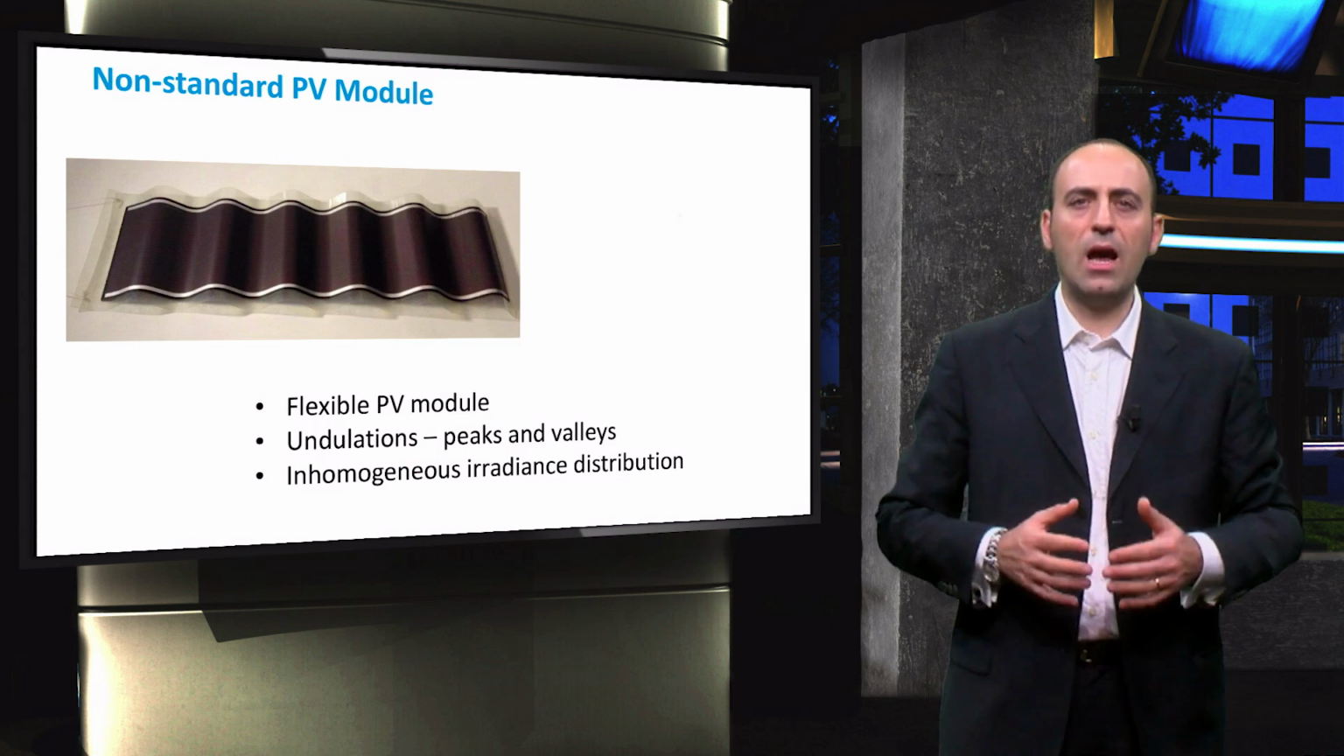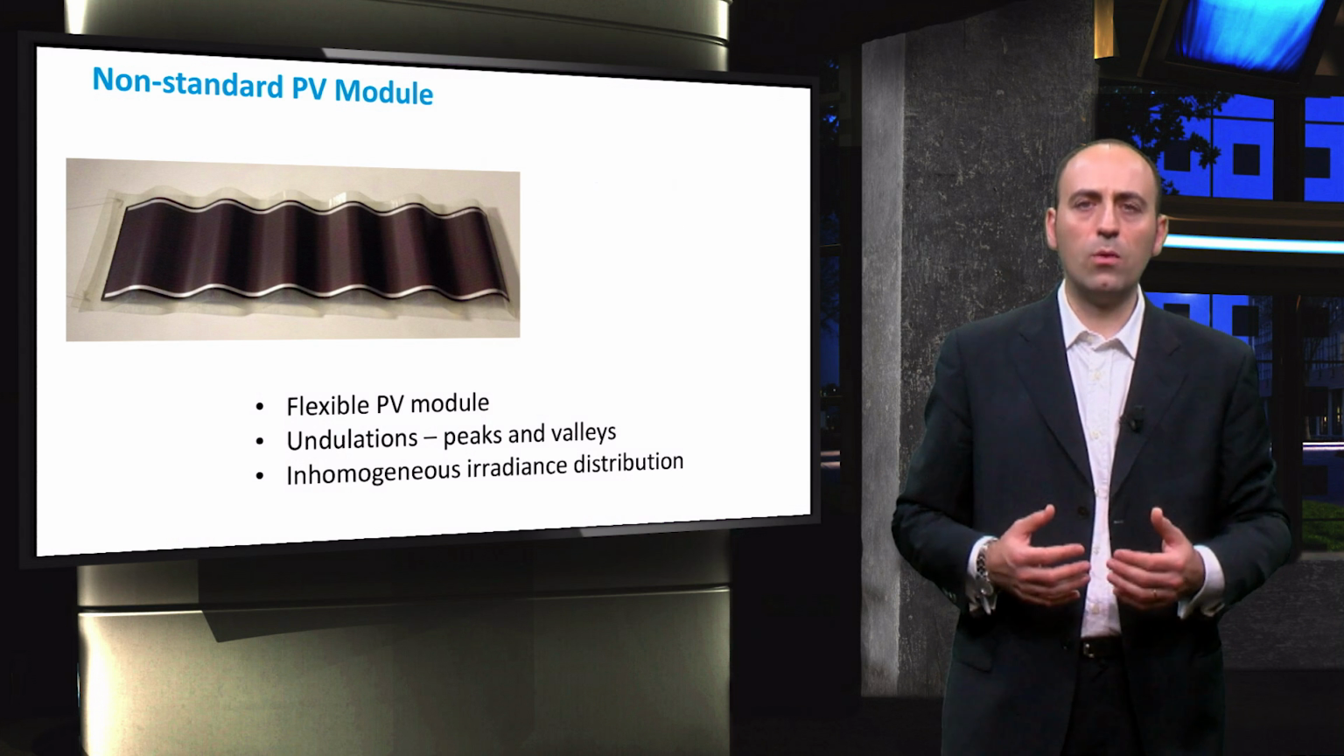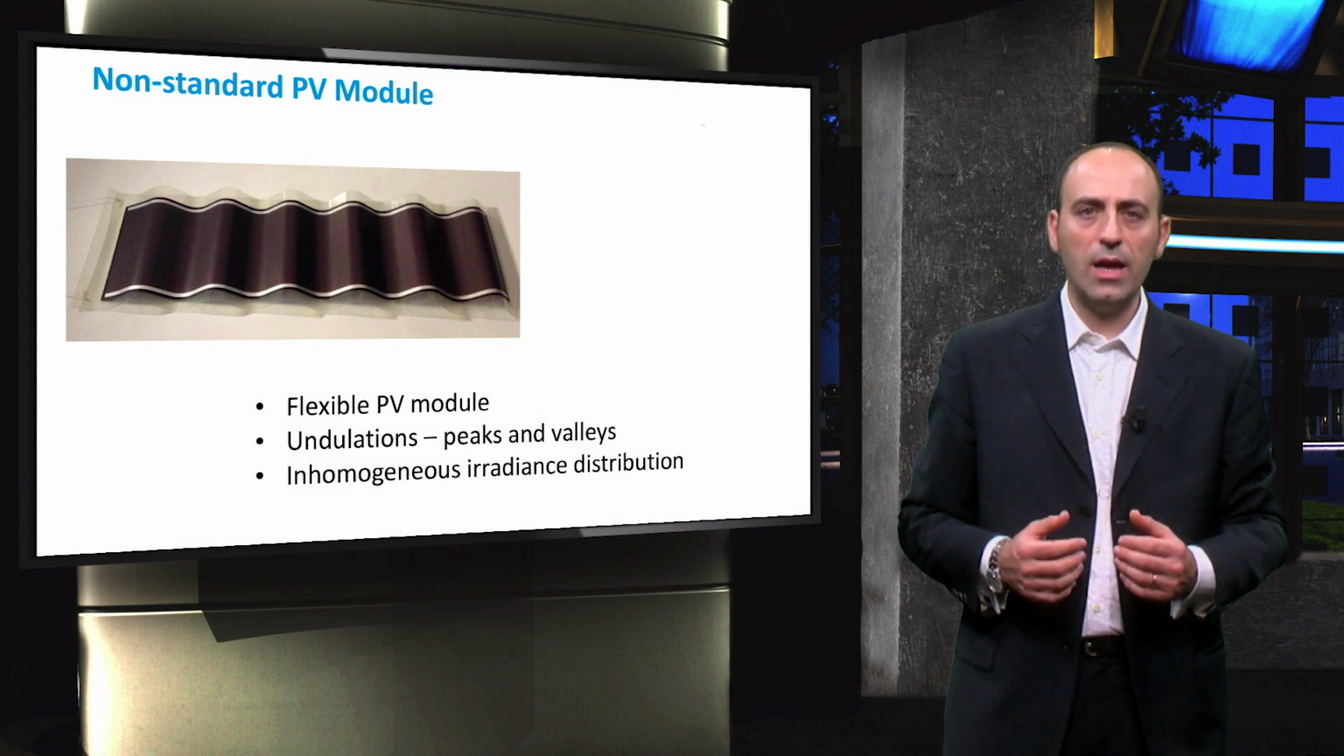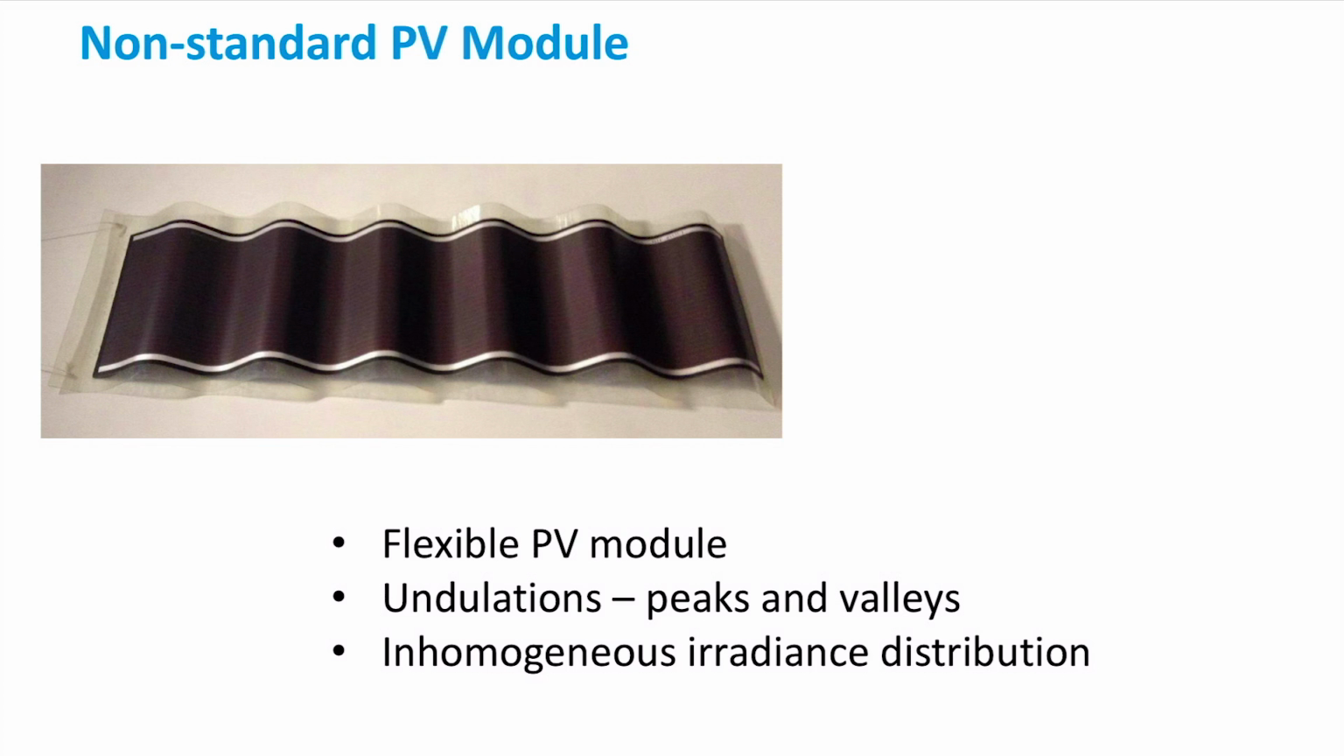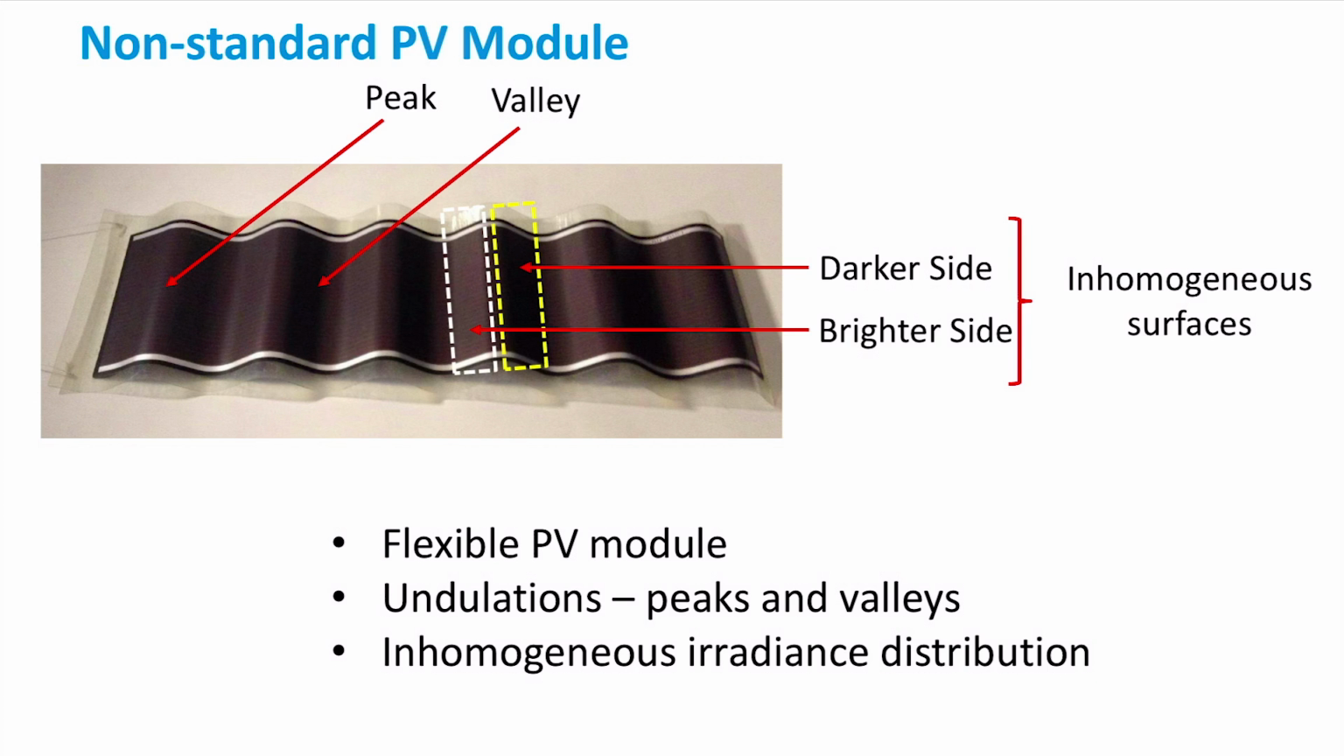Let me explain how this model works with an example of a non-standard PV module as shown in this figure. Unlike the more popular flat-shaped PV modules, the module shown here is undulated. Undulations are profiles that have continuous wave-like design consisting of peaks and valleys. Due to the undulations for such a PV module, the irradiance distribution on its surface will be non-homogeneous, as can be observed from the figure.